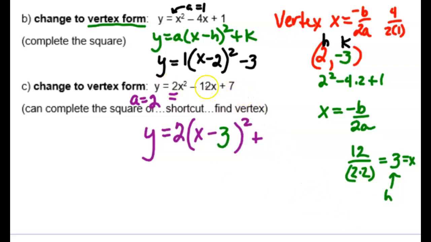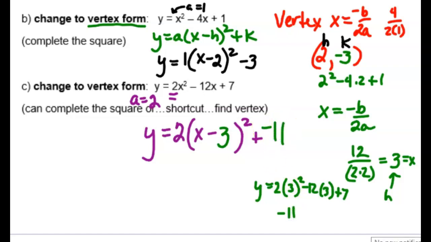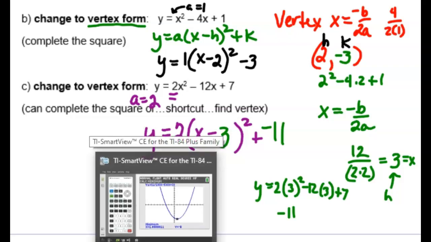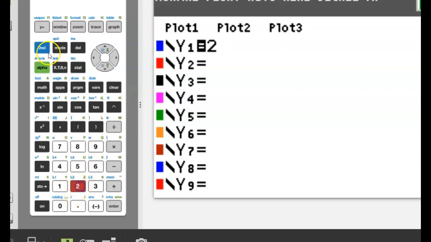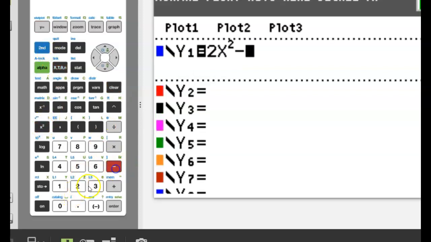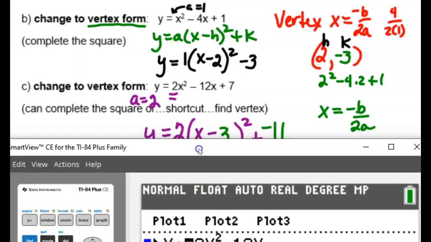And then to find k, we plug it back in. Y equals 2 times 3 squared minus 12 times 3 plus 7. 9 times 2 is 18, minus 36 is negative 18, plus 7 is negative 11. So that's 2x squared minus 12x plus 7.